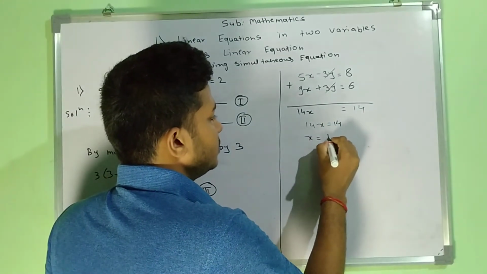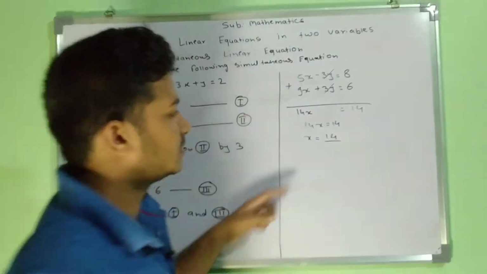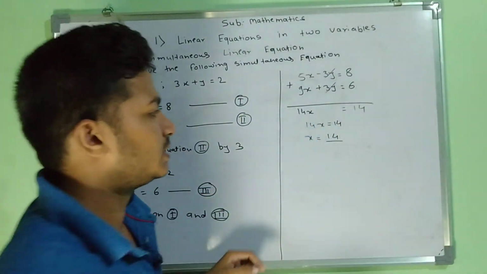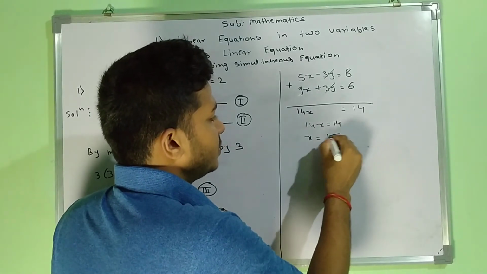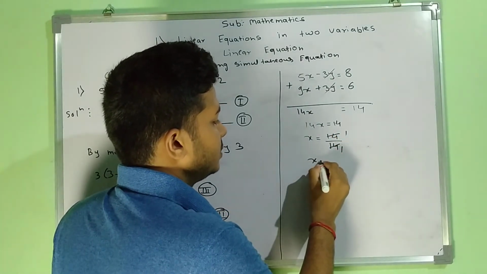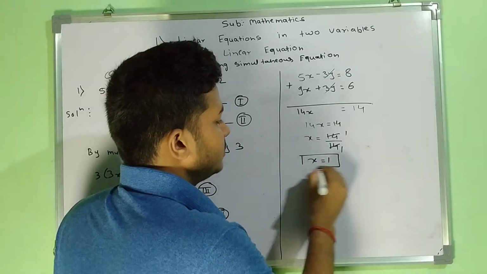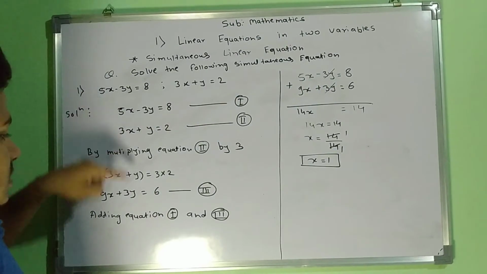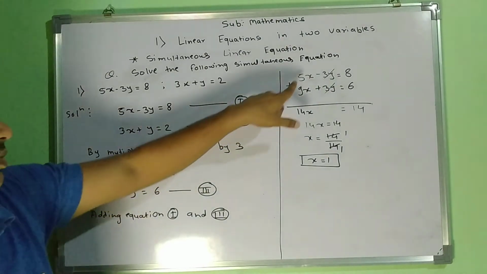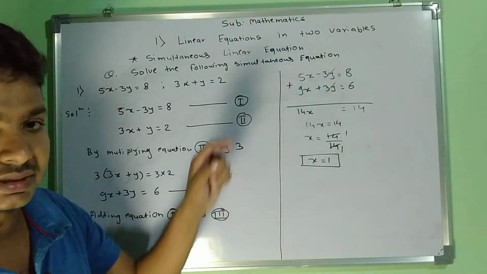So x will be equal to 14 divided by 14. 14 ones are 14. So we got the value of x as 1. Here we got the value of x by using equation 1 and equation number 3. By adding those equations, we got the value of x as 1.